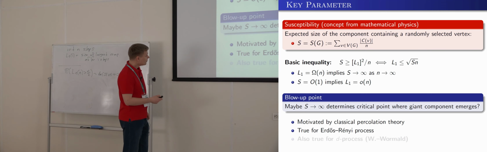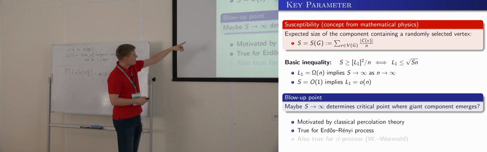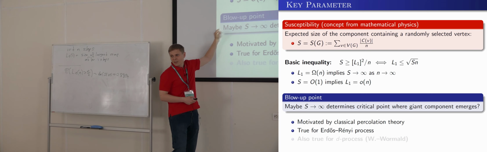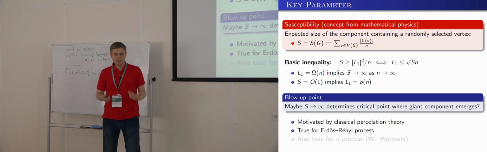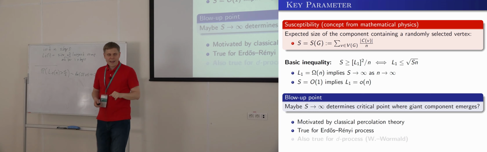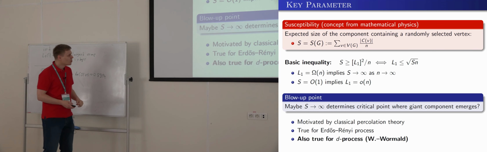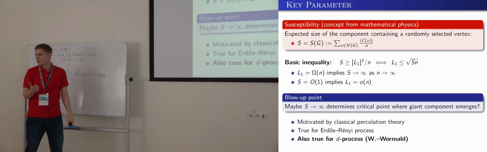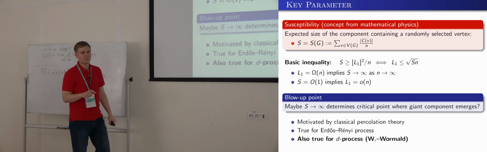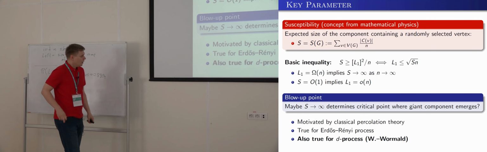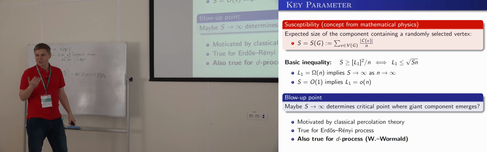Take my word for it that one can check that this statement is true for Erdős–Rényi. It's also true for a bunch of other random graph processes, so-called bounded size Achlioptas processes. And as part of our proof, we also show that this is true in the random d-process. So the point where the susceptibility diverges coincides with the point where the giant component emerges. But it's more like a consequence of our proof. It drops out as a consequence.